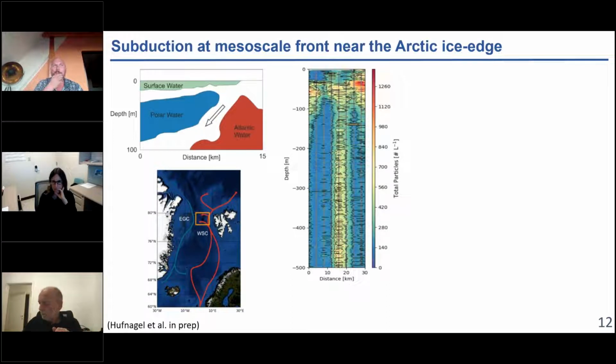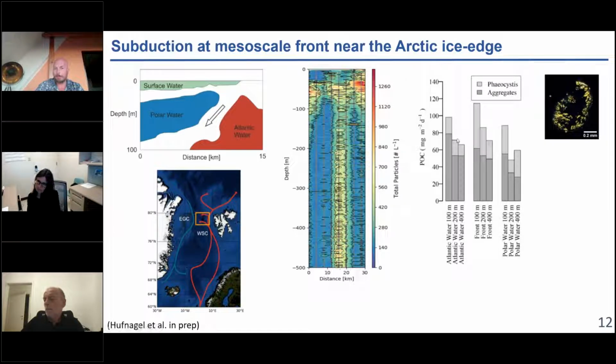And we went on a cruise 2 years ago. We did camera profiles. So this is a camera profile that we did where we were measuring total particle numbers. So we had the ice edge here on the left and the Atlantic water coming in on the right. And we saw right where the ice melt happens and we get this meltwater formation, we had basically particles that went down extremely fast. We saw this high number of particles down to 500 meters. And what we noticed was we had a very, very strong Phaeocystis bloom.